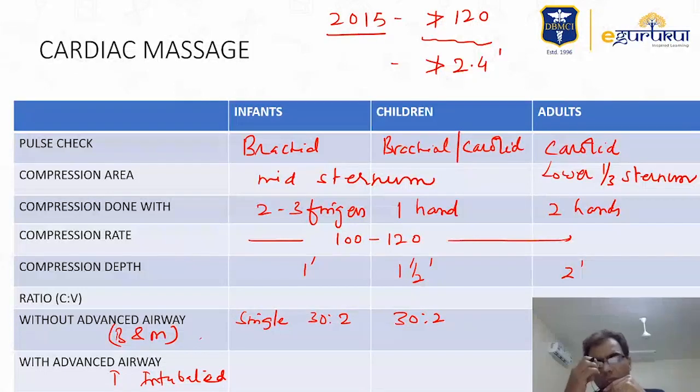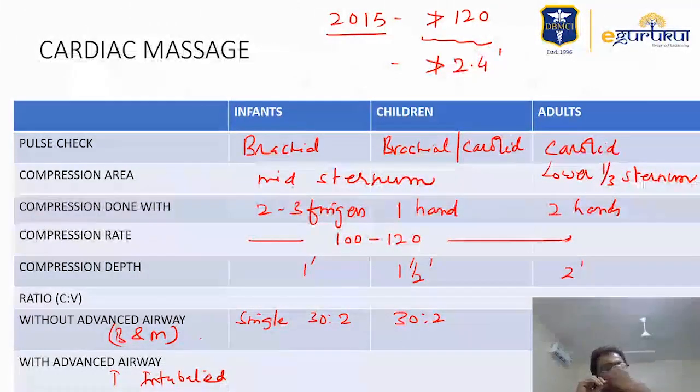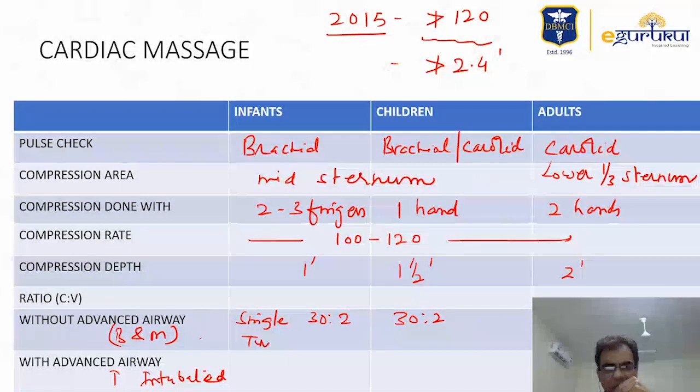30:2 means you will give 30 compressions, go to the mouth, give 2 successive breaths, come to the chest, give 30 compressions, come to the mouth, give 2 successive breaths. But if you are 2 rescuers, then this ratio for infants and children will change to 15:2, but for adults it will still remain 30:2. So the ratio of compression to ventilation for adults is always 30:2 irrespective of the number of rescuers.